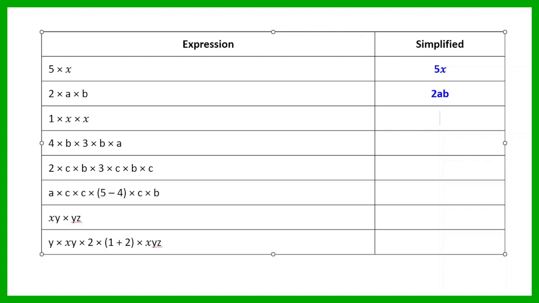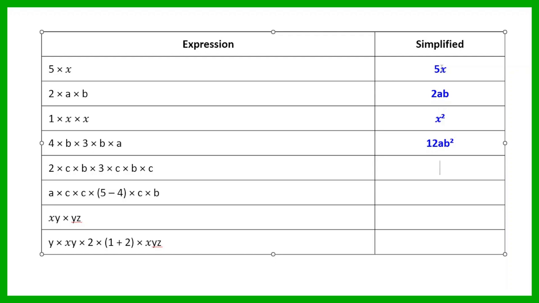Then I've got 1 times x times x. Now this is something that we actually haven't really talked about much. When you've got a 1 in front of a variable, you don't need to write that 1. So 1 times x times x is just going to be x squared. So when you've got a 1 in front, you don't need to write that 1. Next one, I've got 4 times 3, which is 12. Then, in alphabetical order, the first variable is a. There's only one, so it's just going to be a. And then I've got 2 b's that are being multiplied together, so that's going to be b squared. So that should give you 12ab squared.